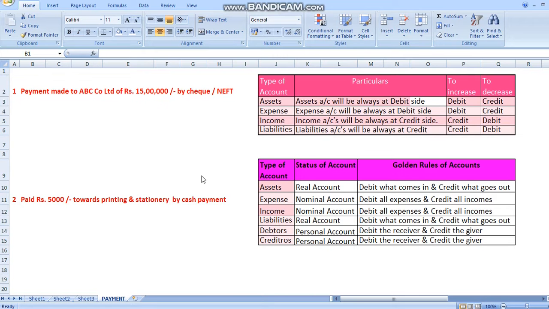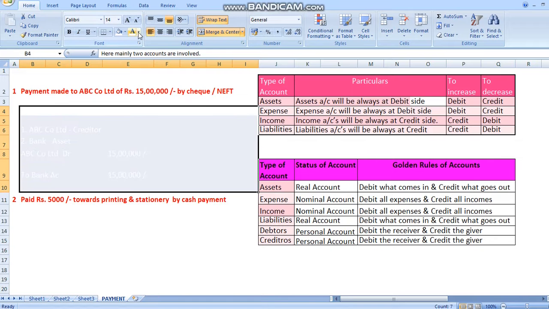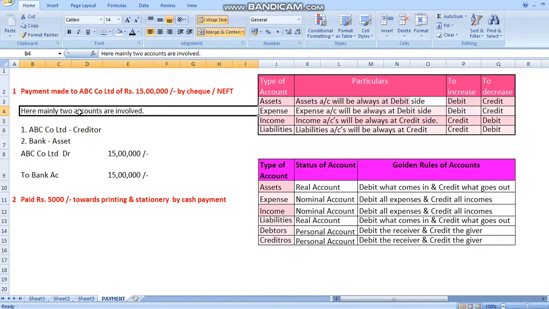Now let us see our examples, how we can pass these entries easily. So the first example is here. We have made payment to ABC Company Limited of 15 lakh by check. So here, what are the main accounts involved? Mainly two accounts are involved. One is ABC Company Limited, basically he is a creditor. The other one is the bank account, which will come under asset.